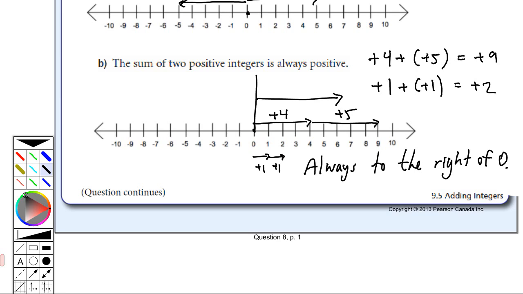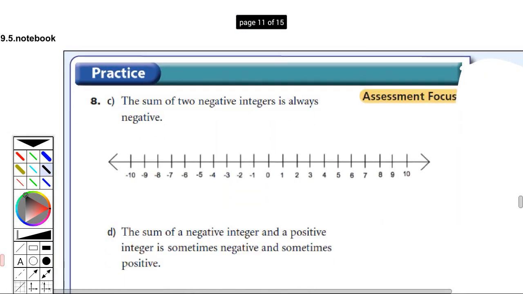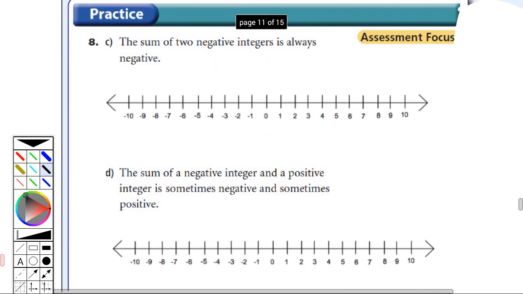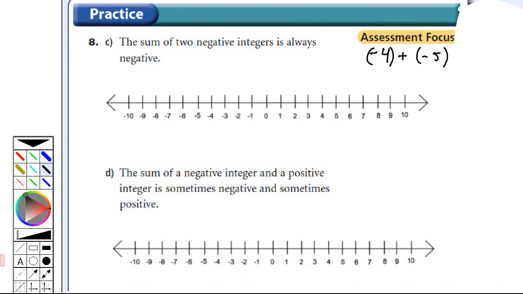Now let's look at C. The sum of two negative integers is always negative. So that kind of sounds like the opposite of what we just did. So we could look at an example again. Let's try something similar. Minus 4 plus, again we're adding, minus 5. I'm just going to use the opposite integers to what I had before.